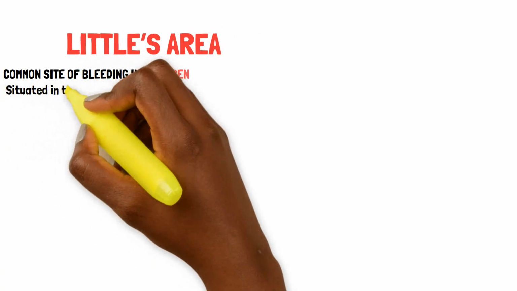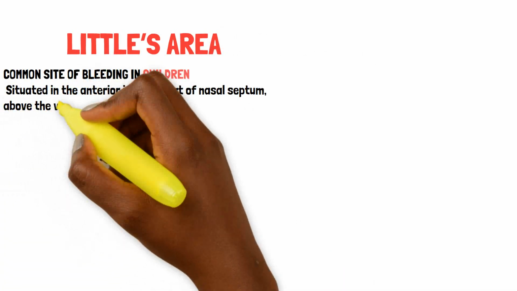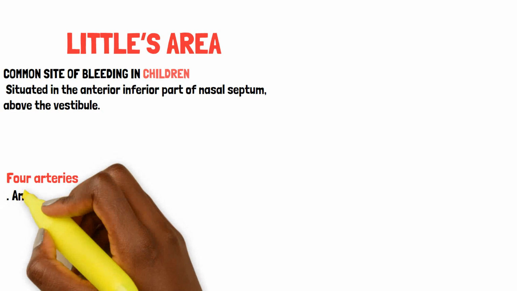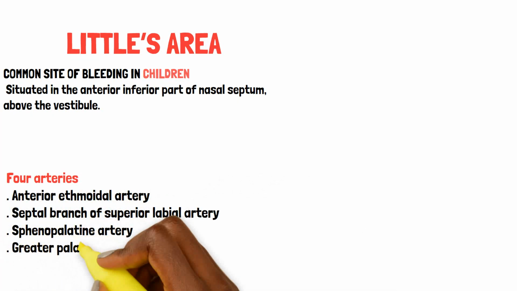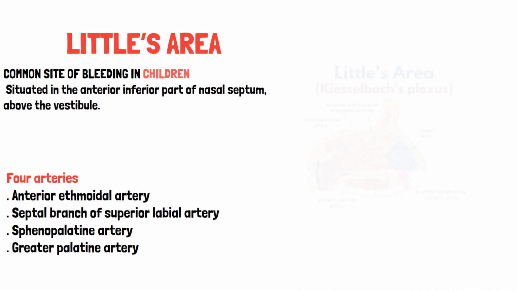Little's area. Little's area is a common site of bleeding in children, situated in the anterior inferior part of the nasal septum above the vestibule. It's made up of four arteries: anterior ethmoidal artery, septal branch of superior labial artery, sphenopalatine artery, and the greater palatine artery, as shown on the picture on the right.